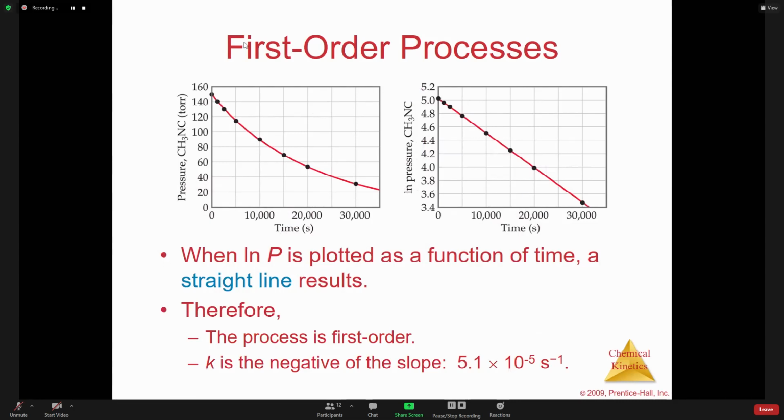We can also calculate what the constant is for this one. We take the slope, whatever that number is, make it equal to negative k, divide the negative on both sides, and for this one we got this. And if it's first order, you know the units are seconds negative 1. If it's second order, it's molarity negative 1, seconds negative 1.